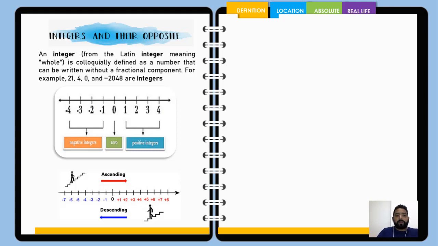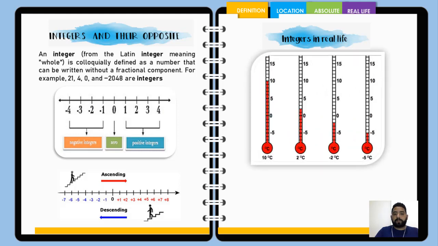Now, I'm going to give you some examples about ascending and descending numbers. Ascending order is when we count, for example, 1, 2, 3, 4, 5, 6, 7, 8, or from least to greatest. Descending order is when we count, for example, 5, 4, 3, 2, 1, 0, -1, -2, -3. So any number in descending order is less than the number that is next to it.